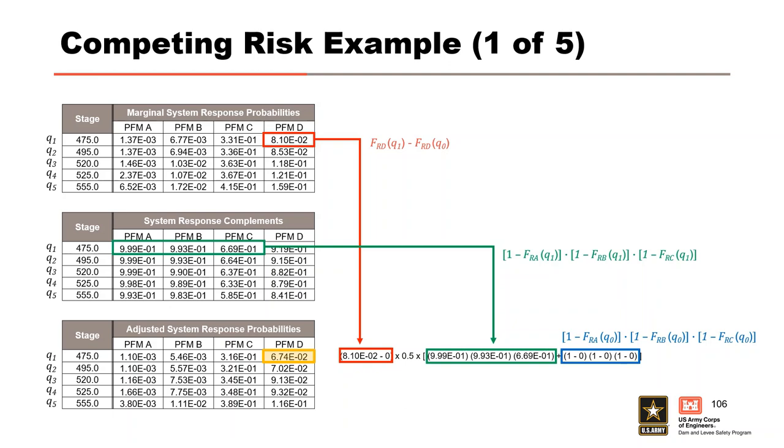Putting the pieces together using the equation from the prior slide, we get the system response for failure mode D at Q1 minus 0 times 0.5 times the quantity of the survival function of the other failure modes at Q1 plus the survival function at Q0 to get a probability of 6.74 times 10 to the minus 2.